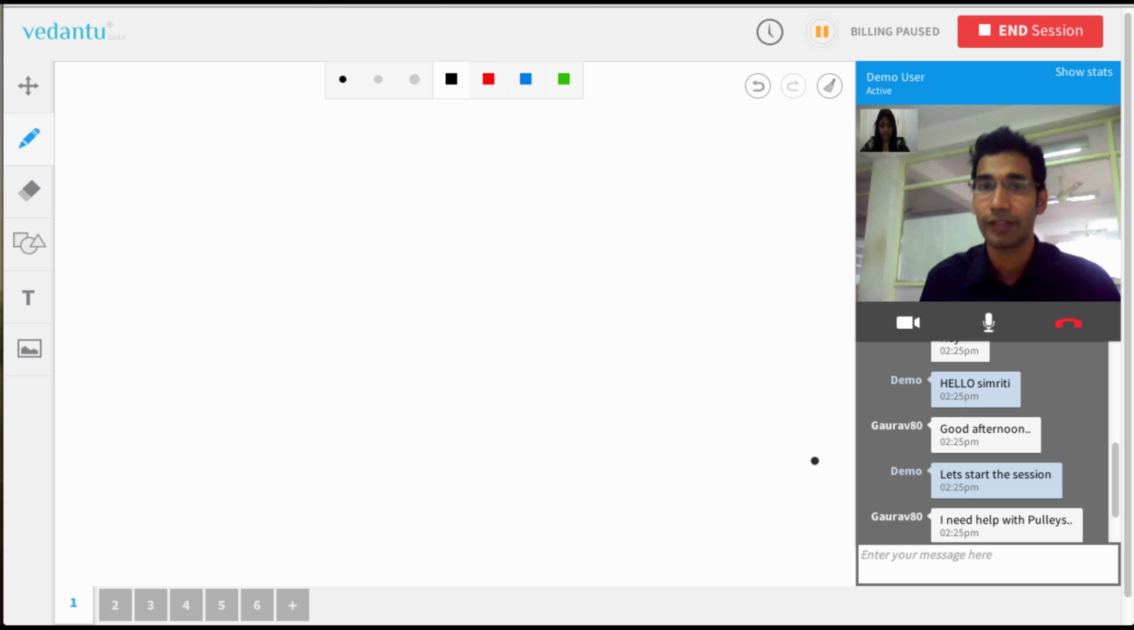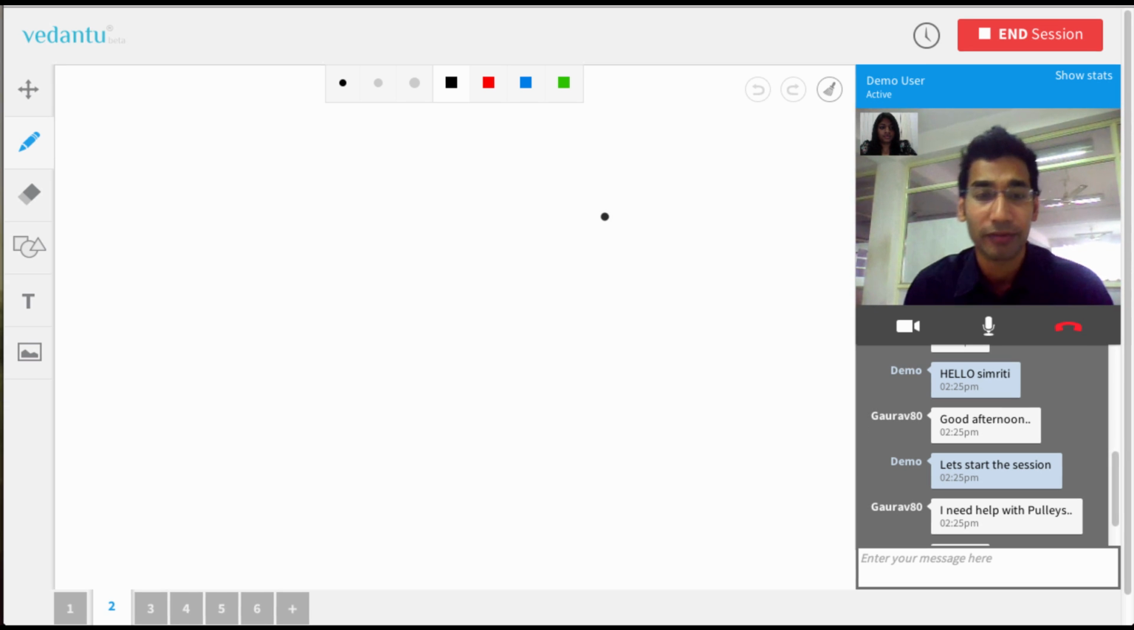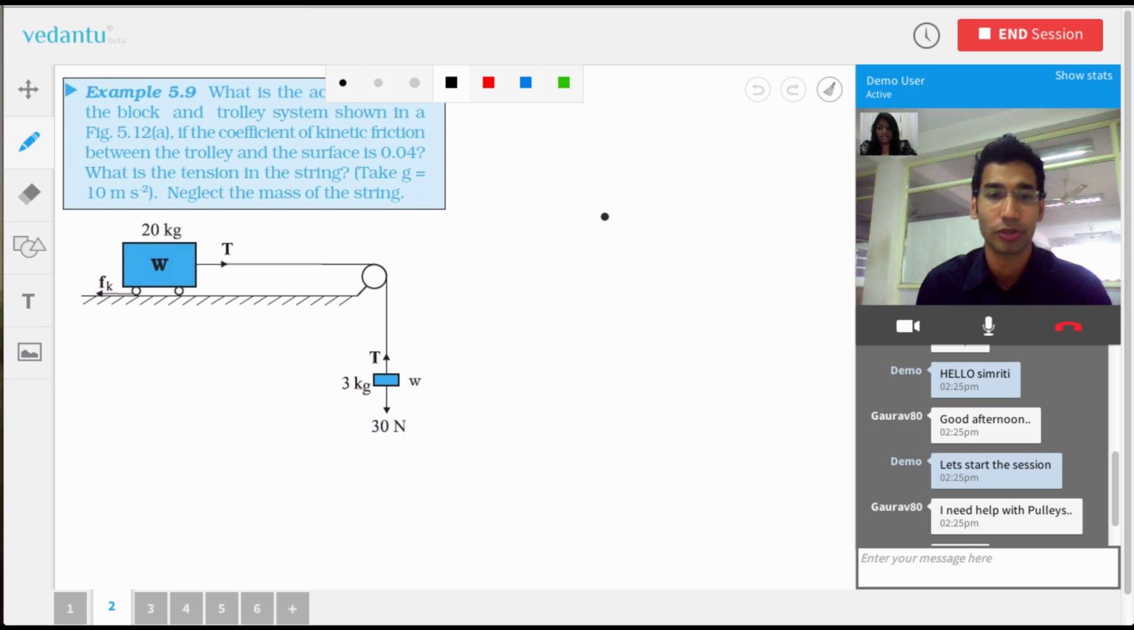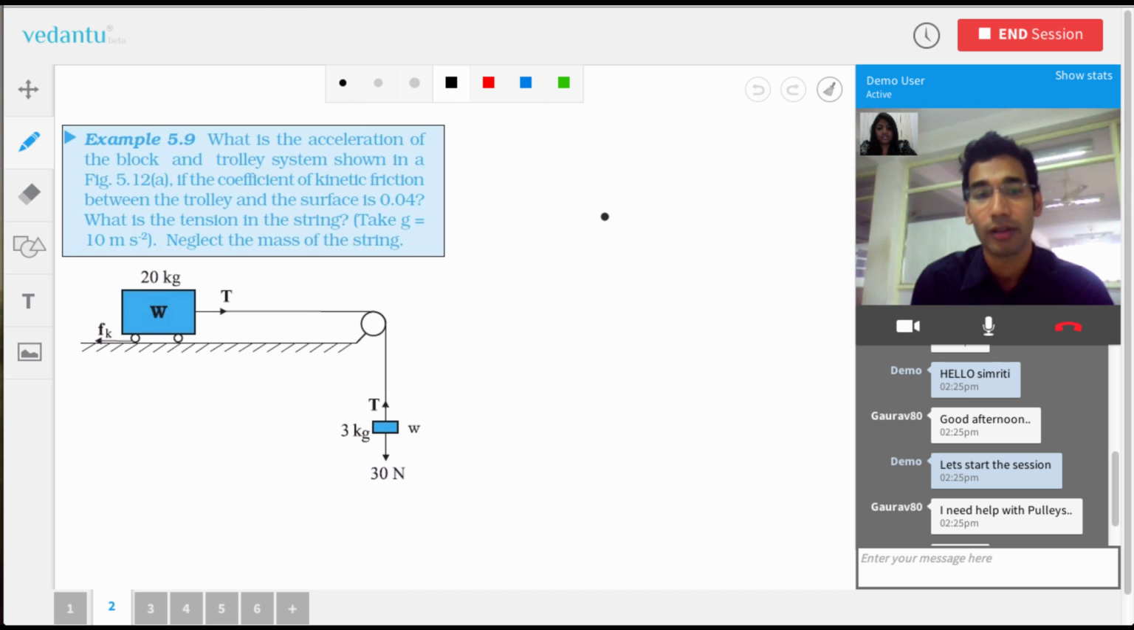So let's quickly first brush through the basic concepts of forces, kinds of forces, how they are represented, their directions, etc., and then we'll use them in problems. Okay. So I've uploaded an example on the whiteboard. You should be able to see it now. So let us see how to apply the concepts which we have learned previously to this problem. And you need to find the tension in the string.